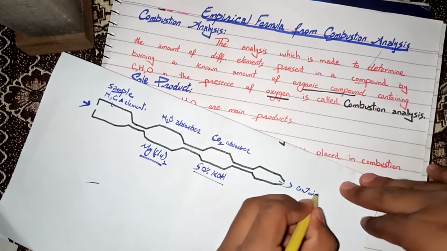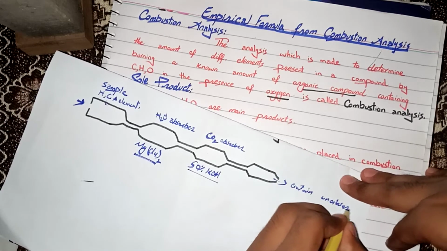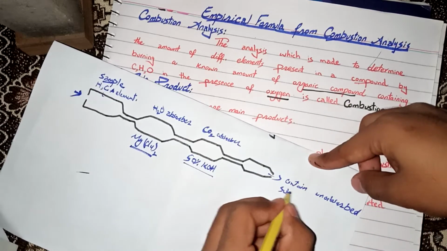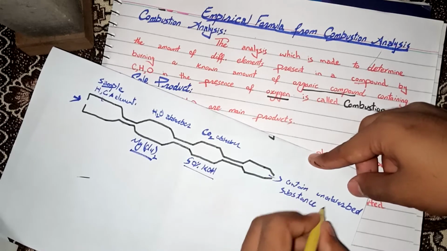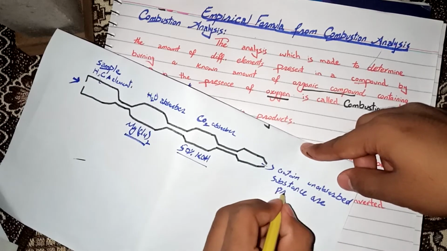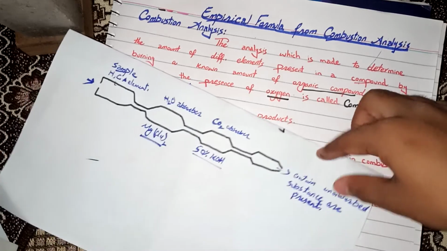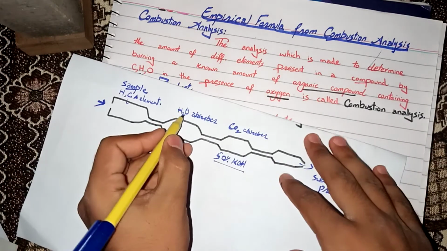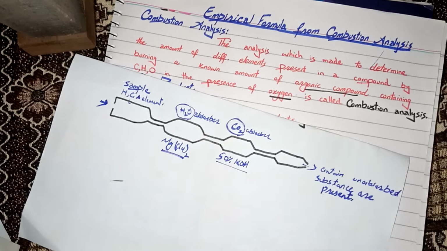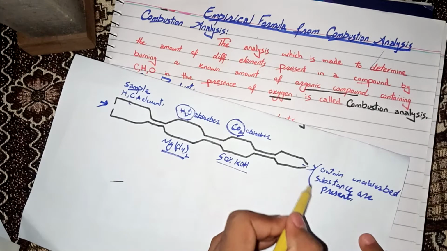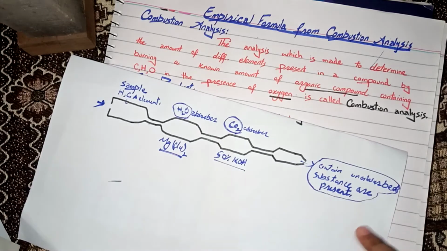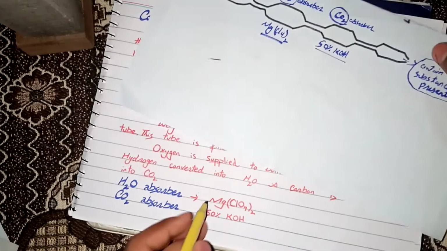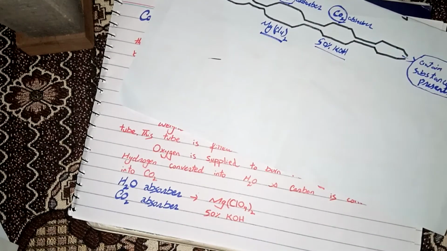In the last chamber, the unabsorbed substances are present. In the whole process we obtain water and carbon dioxide, and other substances which we do not require. Now, as we have written clearly, Mg(ClO4)2.